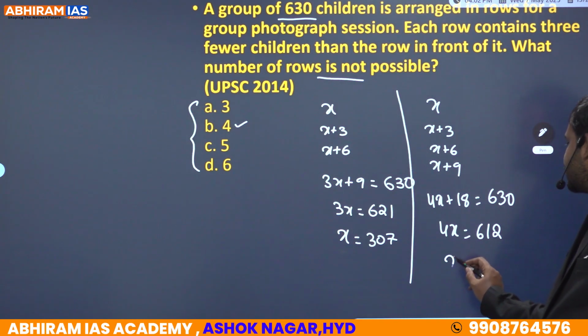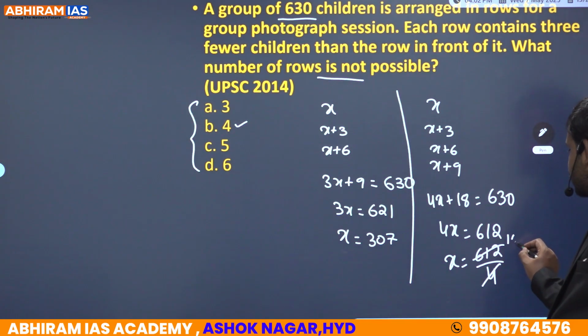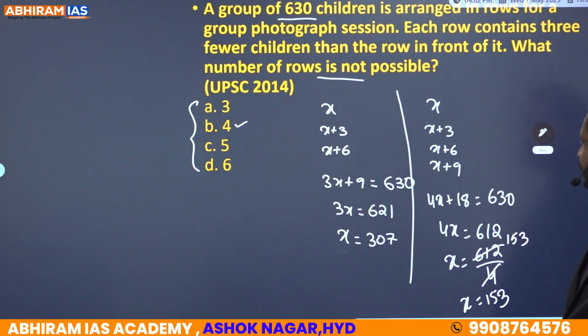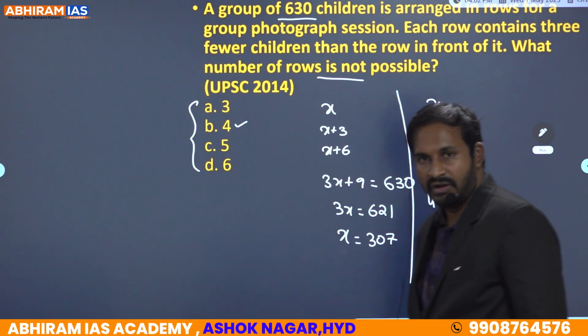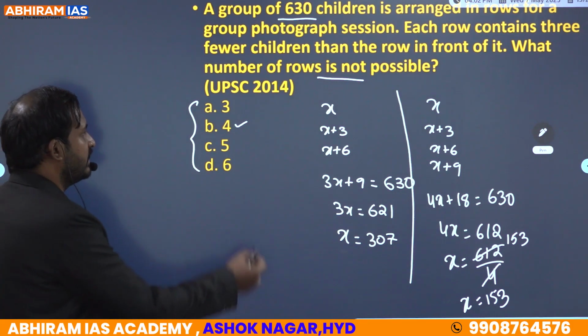So what happens to x in this case? 612 by 4. So 1 times, 5 times and 3 times. So x value is 153. Yes, 153, 156, 159 and 162. Yes, there is a possibility for 4 also.